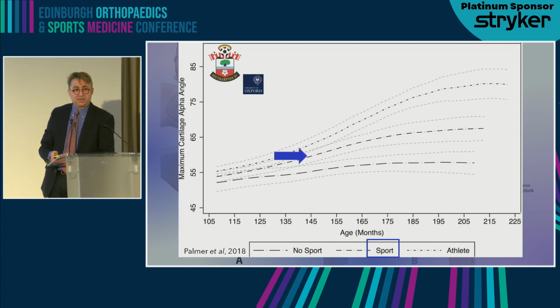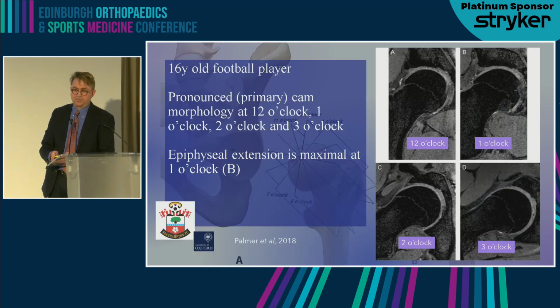Whereas those who participate in school and club sport show a slight increase over time in the alpha angle. Remember, this is cross-sectional. And in the football academy players, they had the largest increase in alpha angle around the age of 15. And after that, it plateaus and nothing much happens.